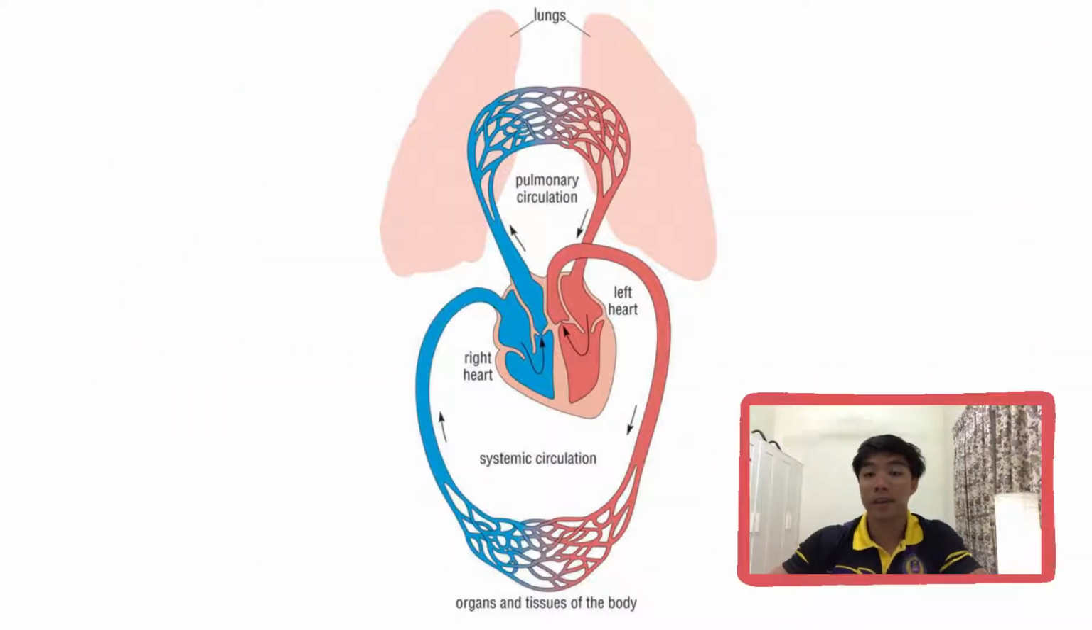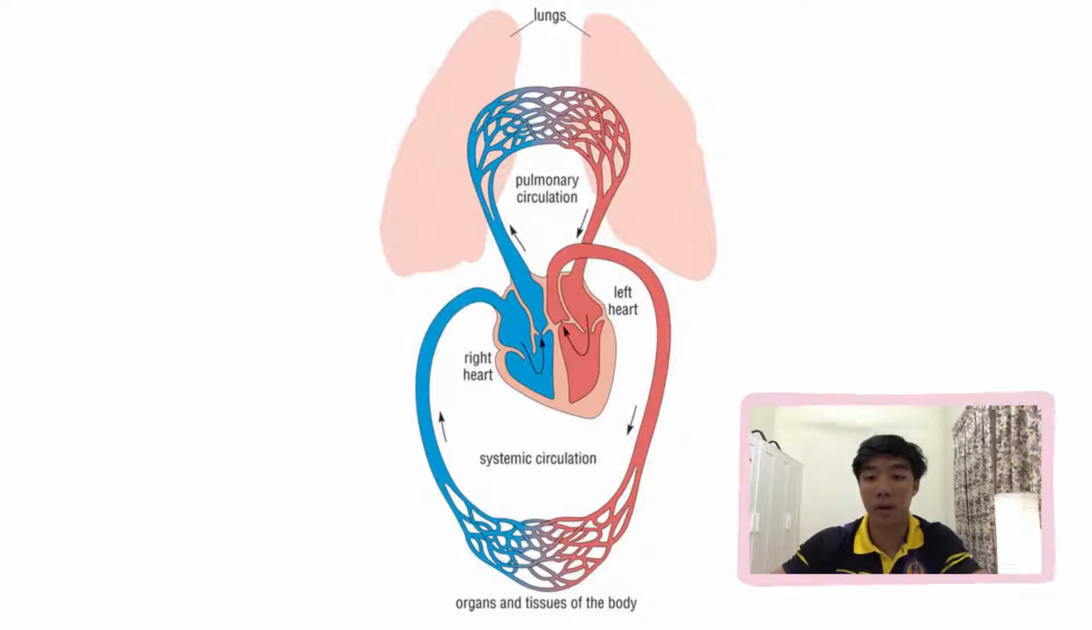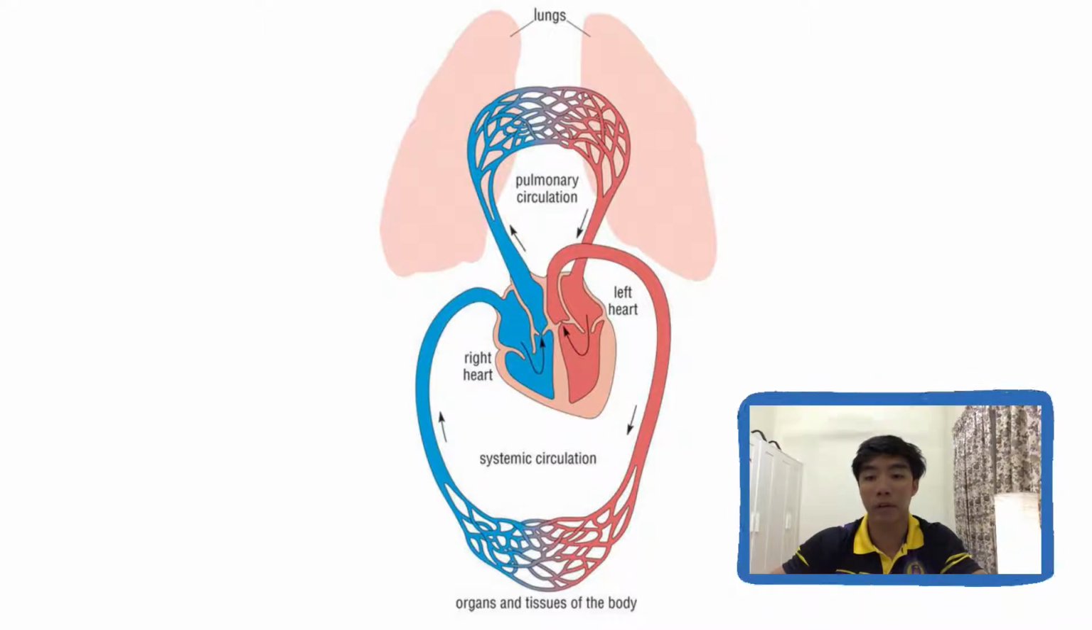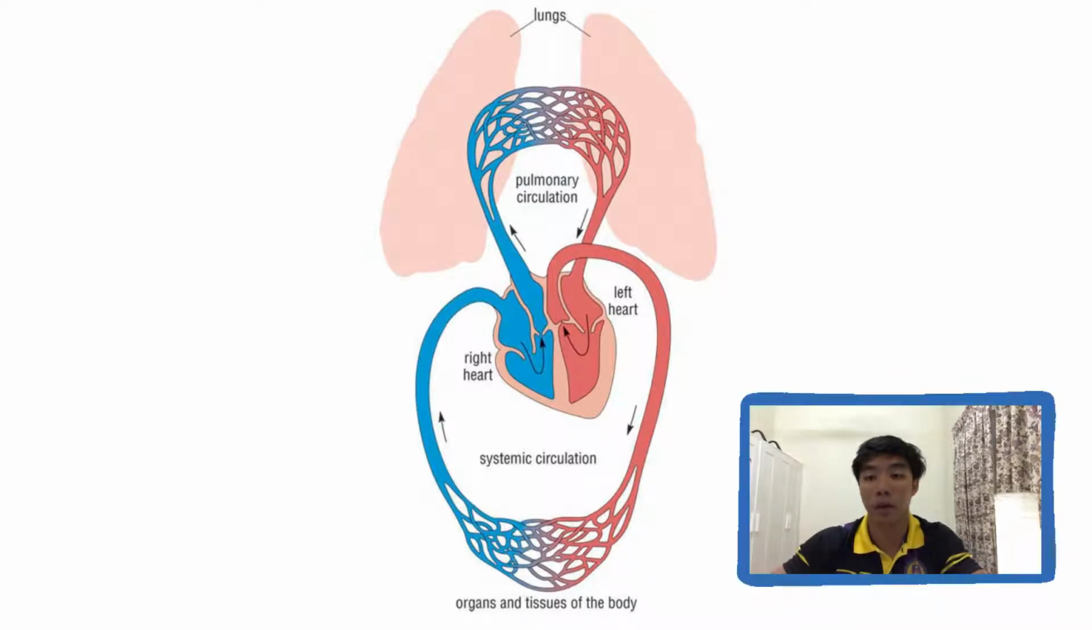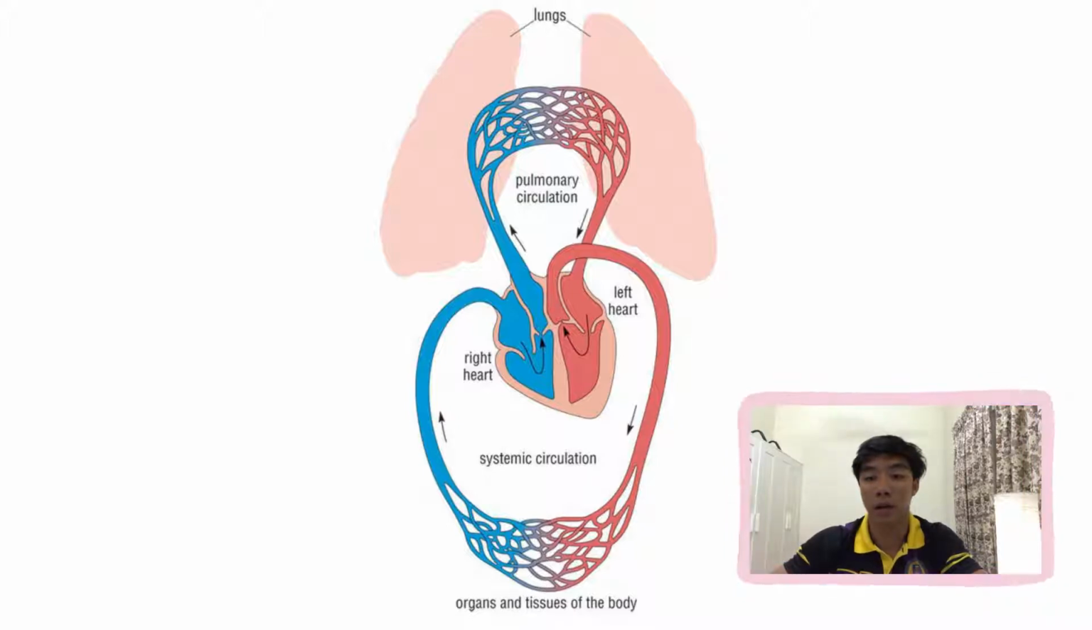As we can see in this diagram here, we have the pulmonary circulation at the upper part and the systemic circulation at the lower part. The pulmonary circulation carries blood from the heart to the lungs and also carries blood from the lungs to the heart, whereas the systemic circulation carries blood from the heart to the body tissue and body tissue back to the heart, and it repeats the same process over and over again.